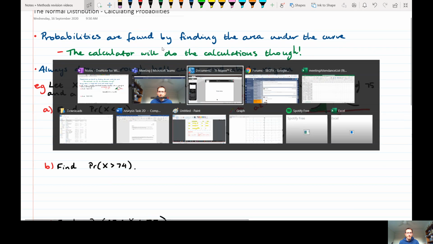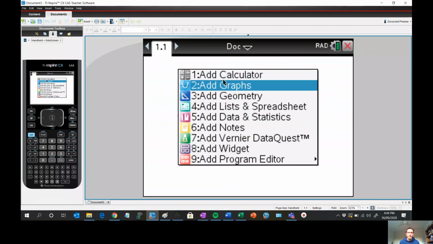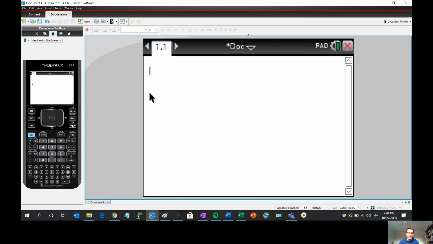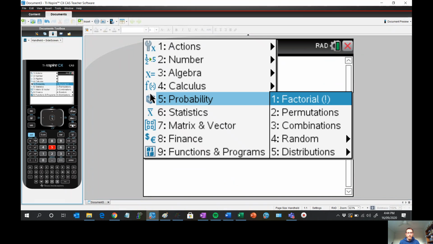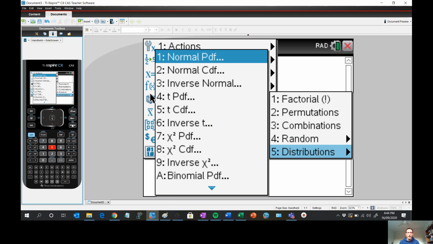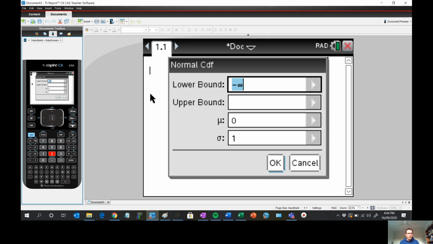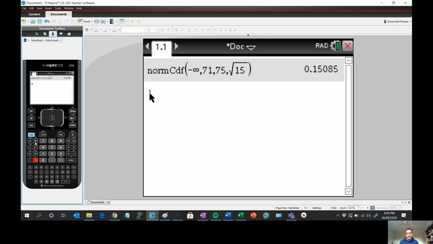So let's do that with our calculator. That's in menu. We're going to add a calculator, of course. So we have our menu. We're going to have probability number 5, distributions number 5, and then you have normal CDF number 2. The lower bound has already put negative infinity in there for you, which is really nice. Upper bound was 71, the mean was 75, and for the standard deviation, put the square root of 15 in here, close the brackets, press enter, and it does it for you.